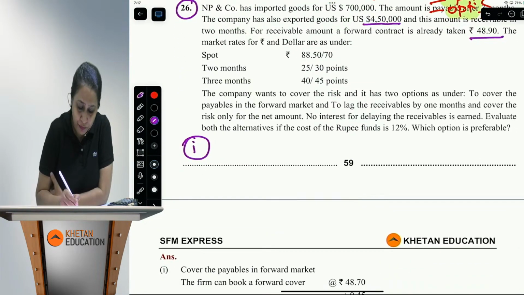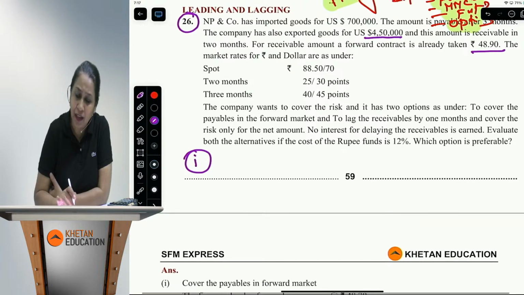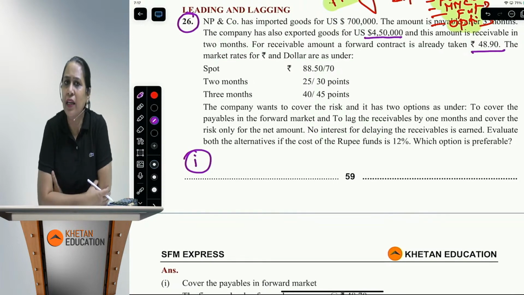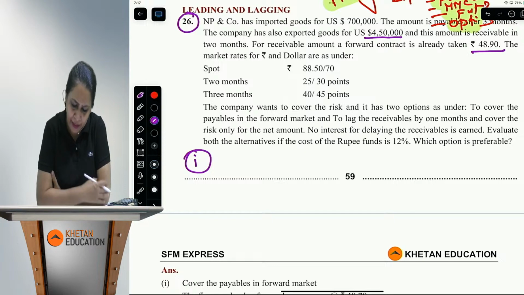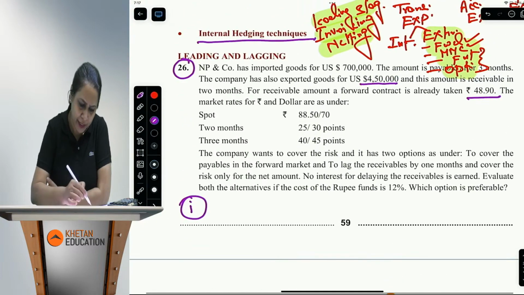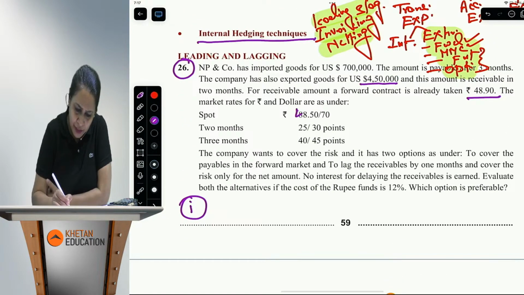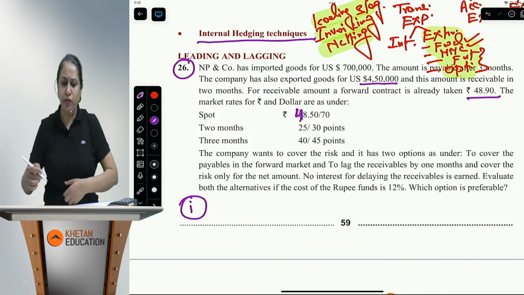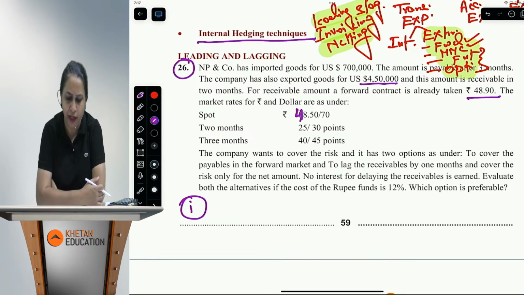Now, one method is that I leave it as it is. That means allow me to buy a forward cover on $7 lakh. What rate can I buy a forward cover at? I think it is not 88, it is 48 actually. Please rectify this, because I don't mind taking 88 also, but then the rest of the solution that you have will get mixed up.